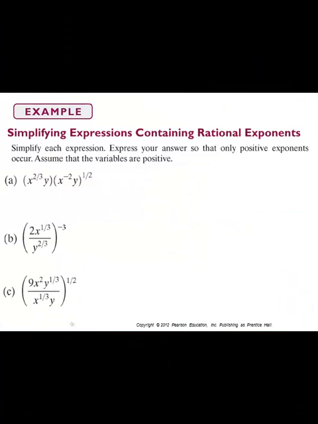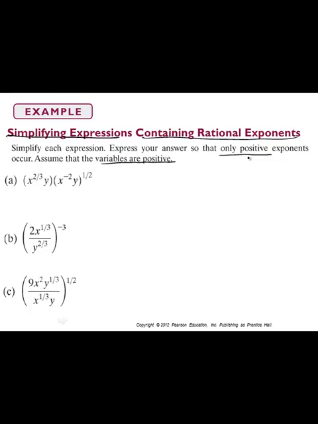All right, now we're going to move into a little bit deeper water. We're still simplifying expressions containing rational exponents. We're going to simplify each expression, and we're going to express our answer so that only positive exponents occur. This is important. Only positive exponents occur. And assume that the variables are positive, so that we don't have to worry about taking even roots of negative numbers and dealing with absolute values.